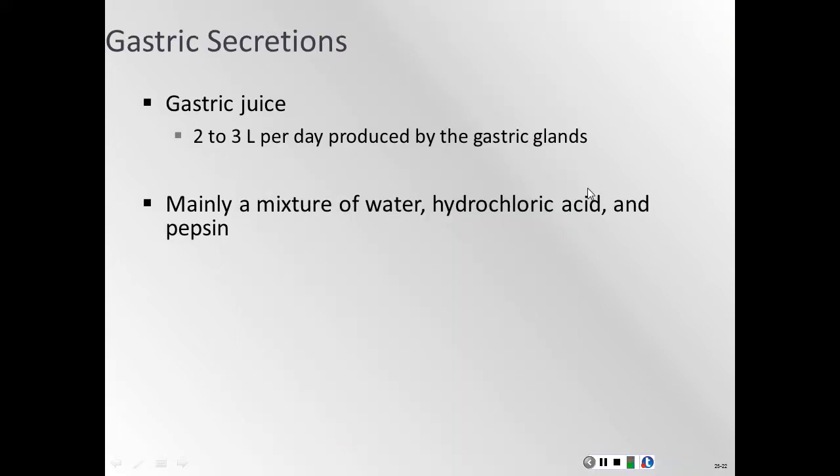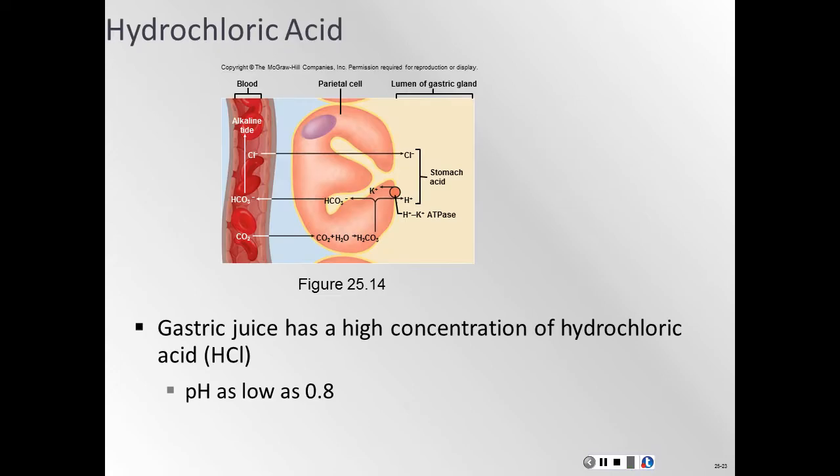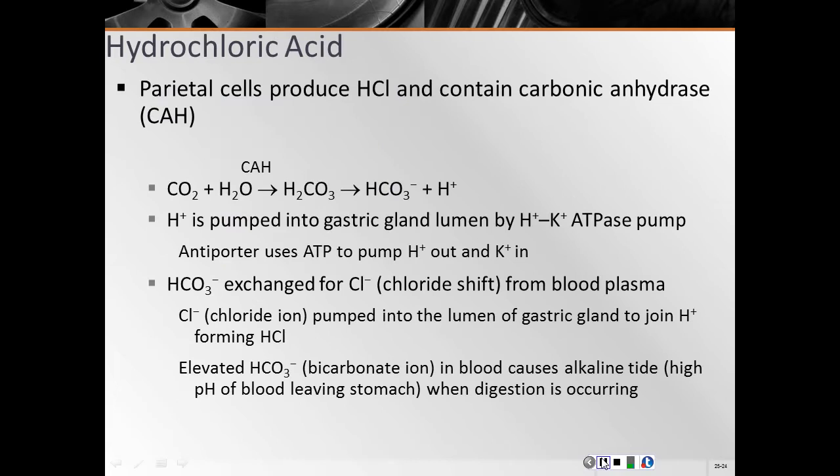All right, so let's look at the gastric secretions of the gastric glands. They are going to produce about 2 to 3 liters of gastric juice per day, composed mainly of water, hydrochloric acid, and pepsin. Gastric juice has a high concentration of hydrochloric acid and a pH as low as 0.8. Now, the parietal cells, which we talked about a few slides back, contain a carbonic anhydrase, the CAH, which is going to catalyze the first step in this particular reaction.